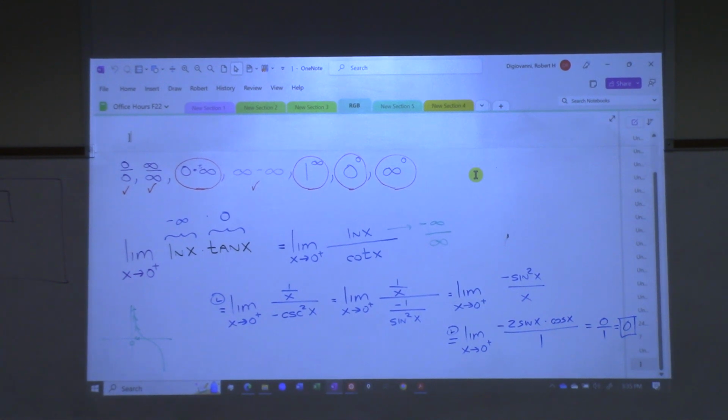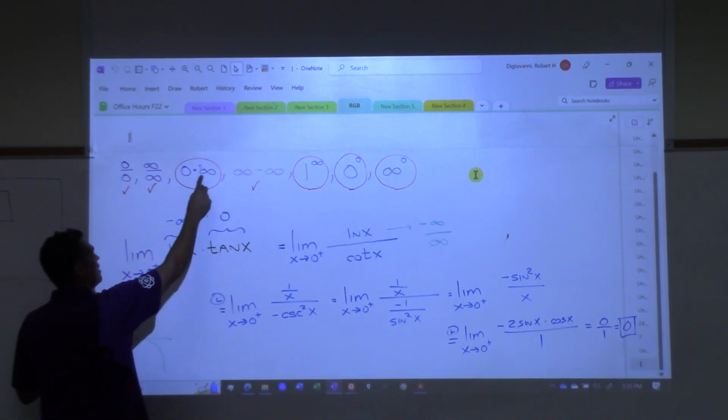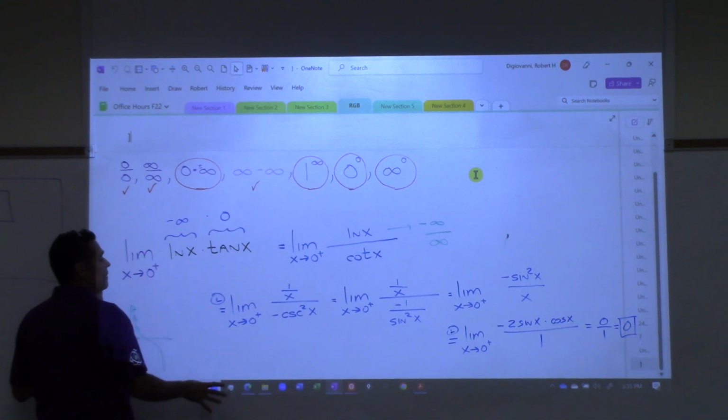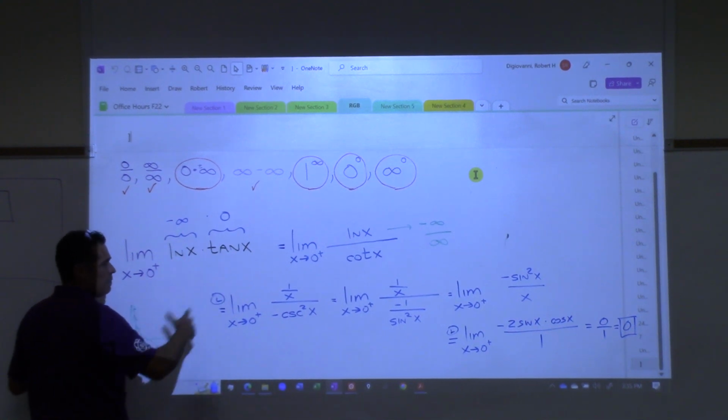All right, so the idea again, from last time: if you see 0 times infinity, you're going to take one of them and drop it, right? And then you're going to go use L'Hopital.